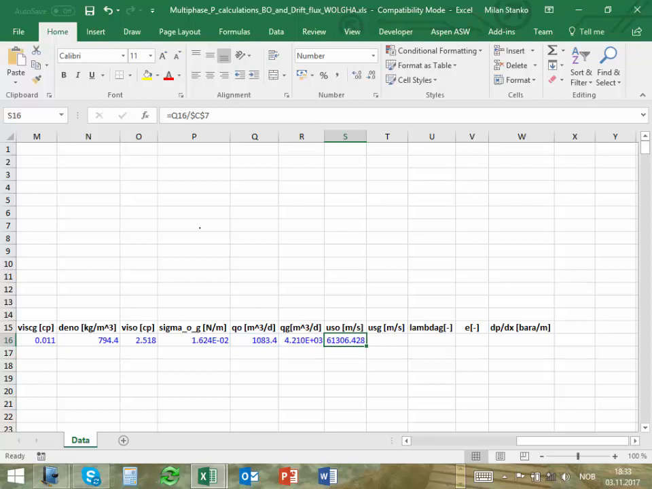Okay. Why such a big number? Because here this is in days and we have to change to seconds. So we have to divide by 24 times 3600. Q oil, and we can just drag it to the right. It will be the same for Q gas. 4 divided by the area times that. Okay.